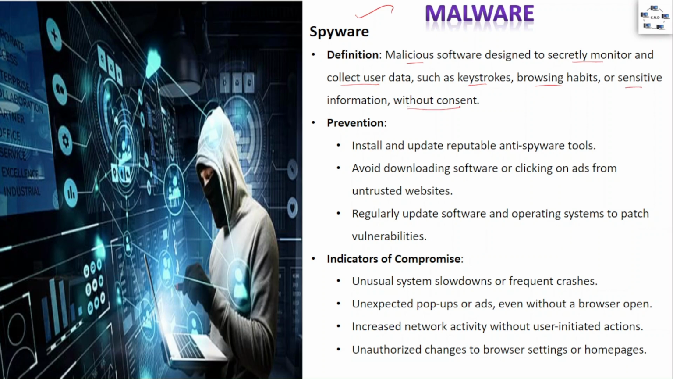sensitive information without consent. Prevention. Install and update reputable anti-spyware tools. Avoid downloading software or clicking on ads from untrusted websites, and regularly update software and operating systems to patch vulnerabilities. What are the indicators of compromise? It includes unusual system slowdowns or frequent crashes, unexpected pop-ups or ads even without a browser open, increased network activity without user-initiated action, and unauthorized changes to browser settings or home pages.